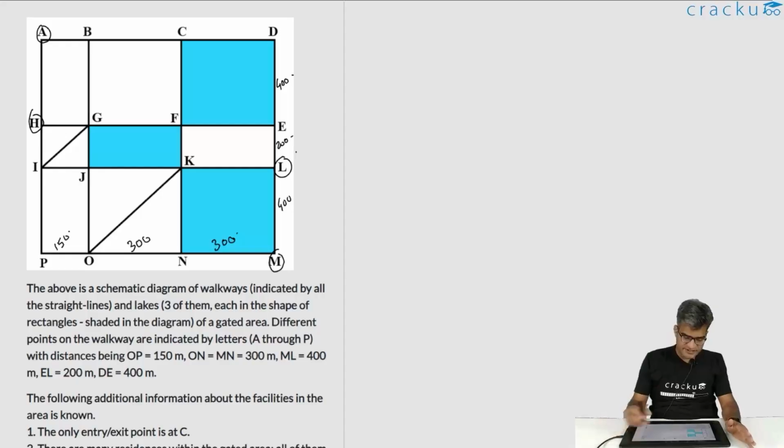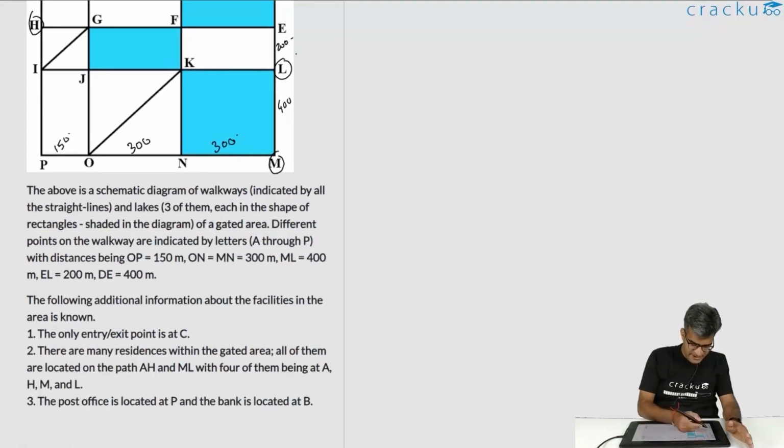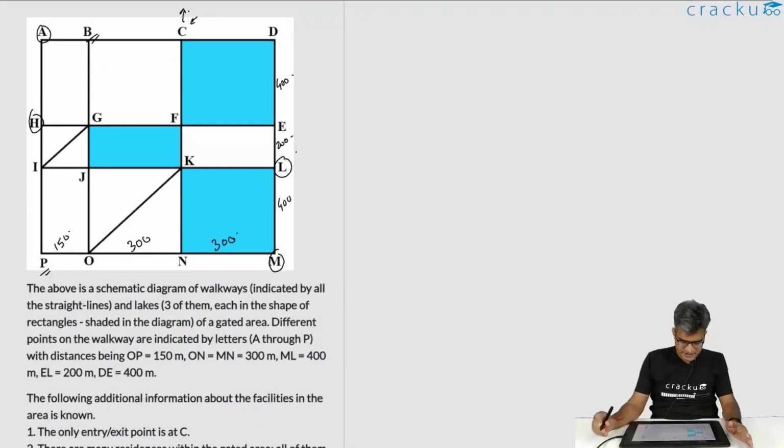Now the entry point and the exit point, like we mentioned, is only E. There is a bank and a post office. Post office is in P and bank is in B. This is the information that is given.